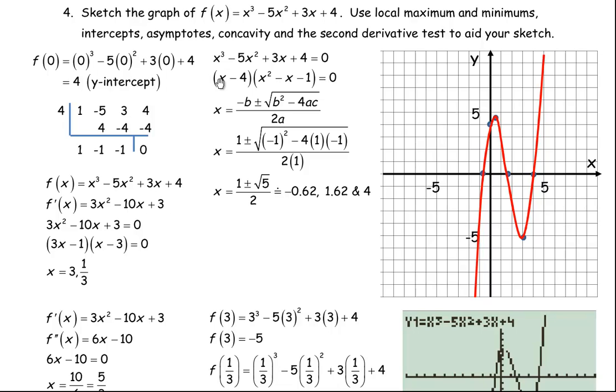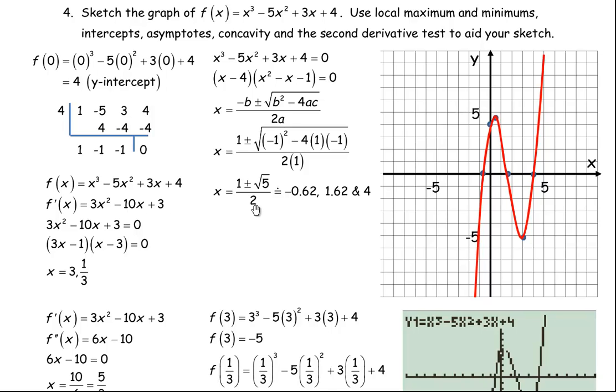So I factor this into this binomial and this trinomial. Now I can't factor this, so I'm going to use the quadratic formula. So here's my quadratic formula. A is 1, B is negative 1, C is negative 1. And so substituting all those numbers in, I get 1 plus or minus the root of 5 over 2.